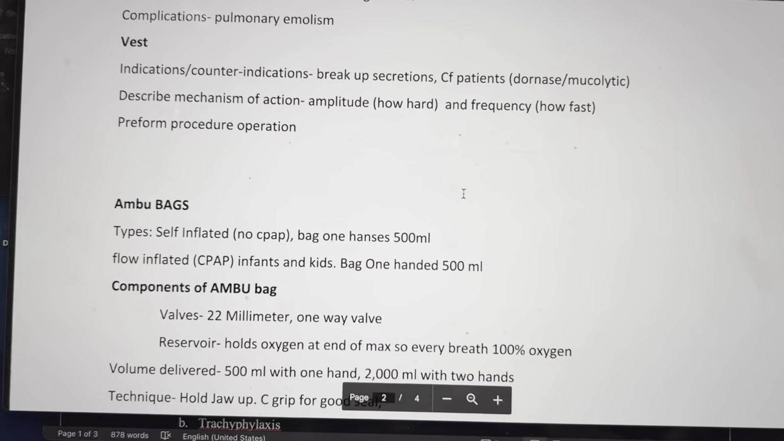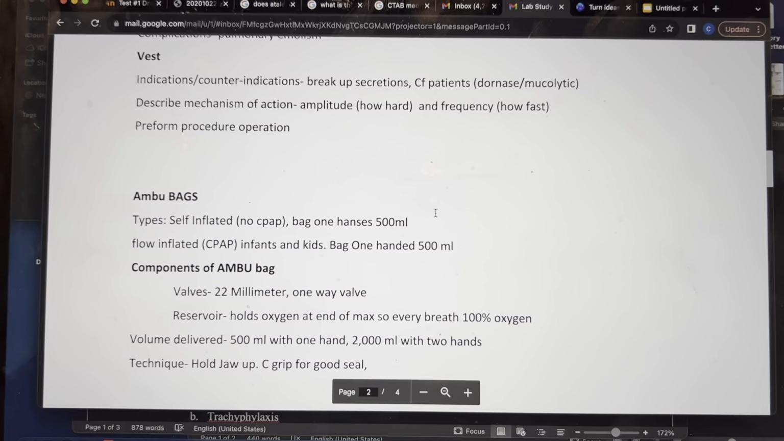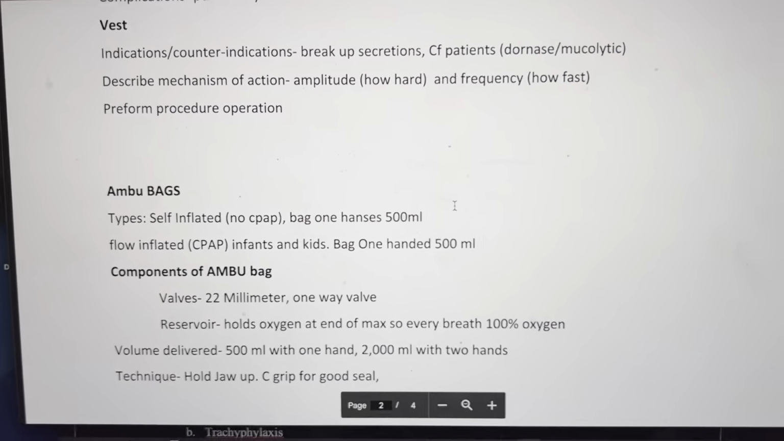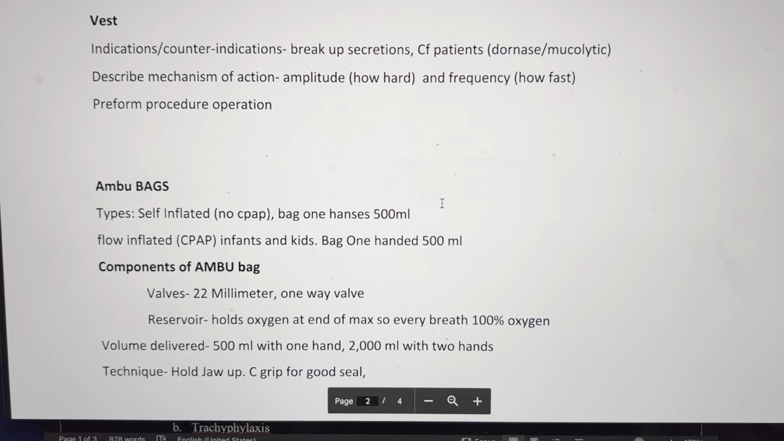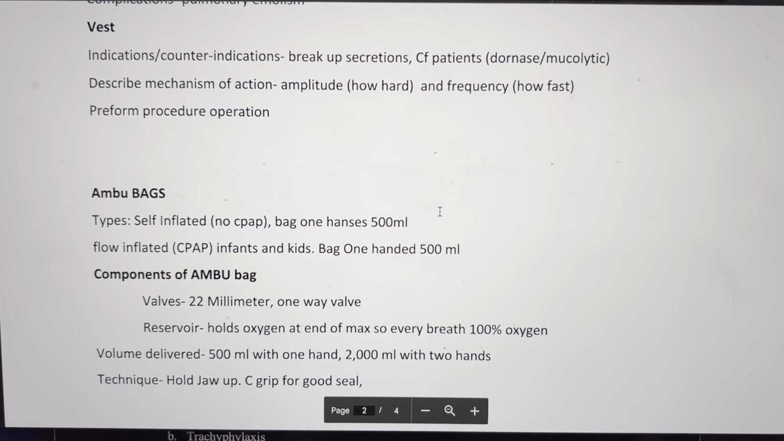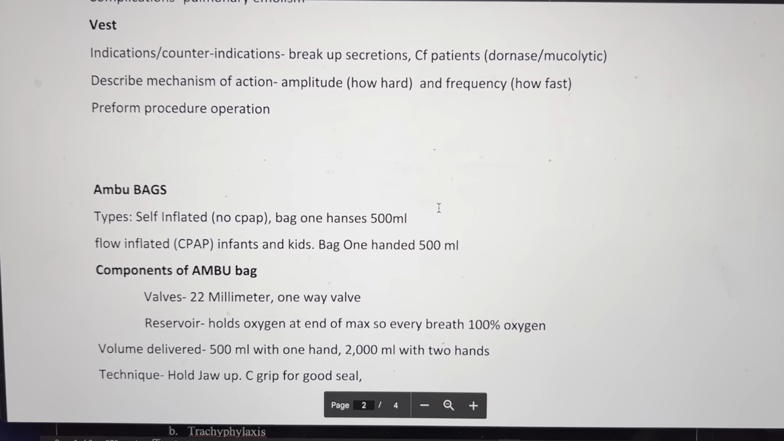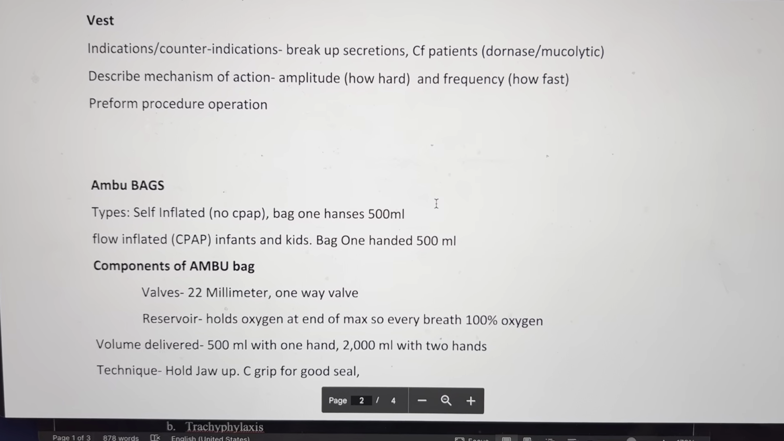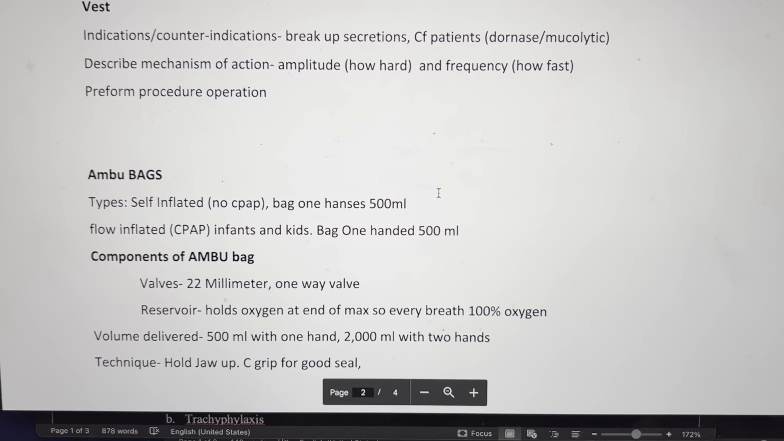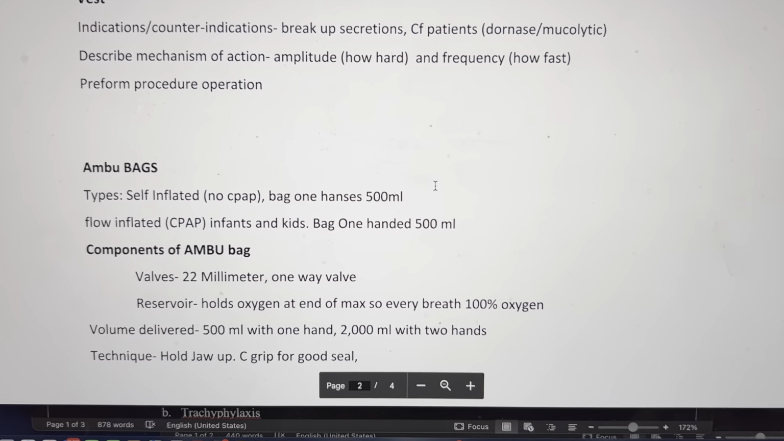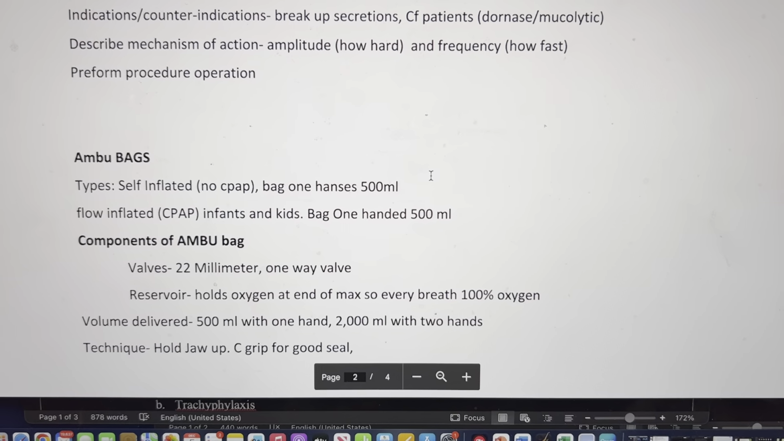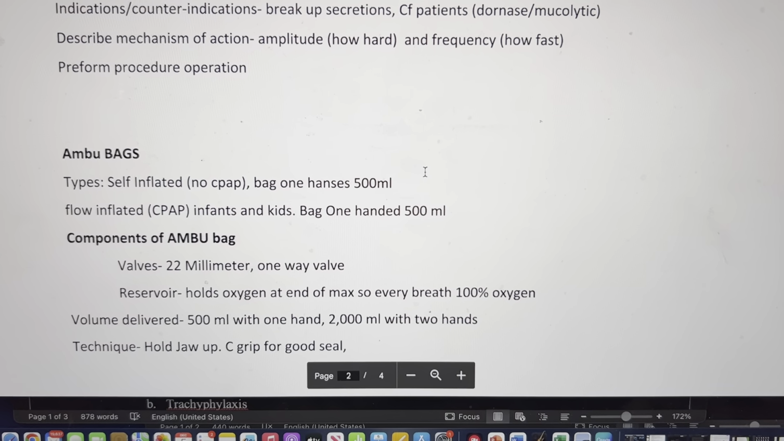Bag types: self-inflated bag as well as flow-inflated bag. Self-inflated bag does not work with CPAP. Use one hand to bag, and it gives about 500 milliliters per breath. You should give a breath every 4 to 5 seconds.